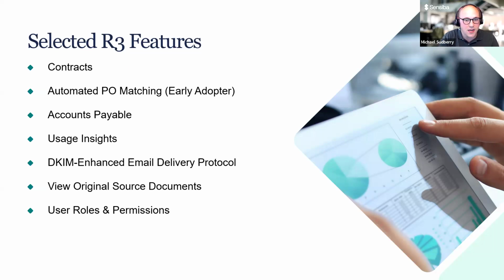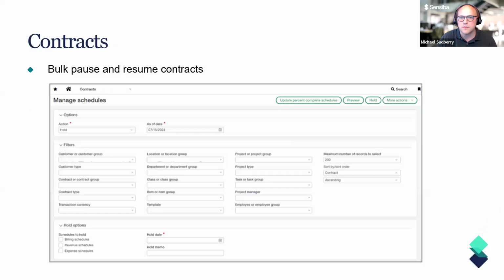View original source documents in purchasing and order entry. This is going to allow you to see where those documents are coming from. And then also user roles and permissions. So let's jump off with the contracts.